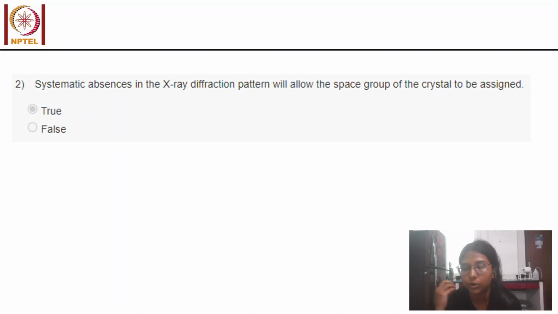It will belong to one of the Laue groups. So using only that much information, we cannot actually assign the space group. We need the systematic absences in order to systematically look for the present reflections, and then from there we deduce whether a screw axis is present, which centering is present, and whether glide planes are present or not, and then step by step we assign the space group of the crystal. So this is true.